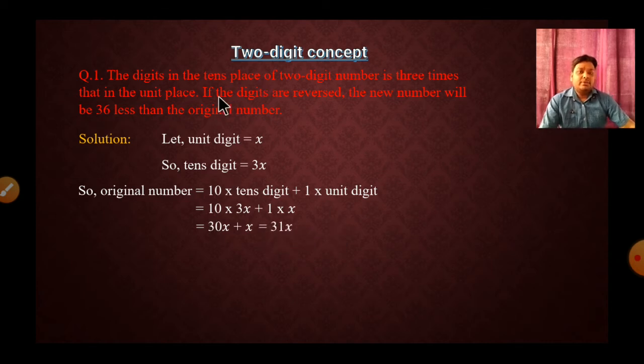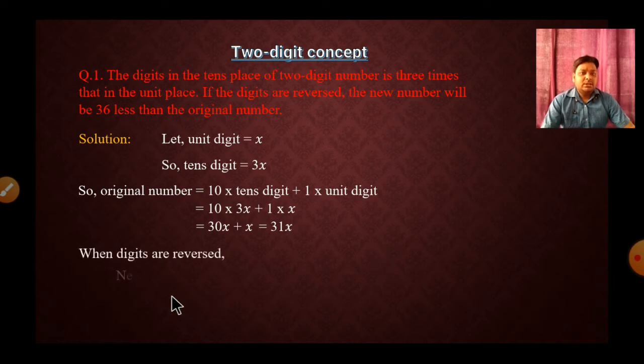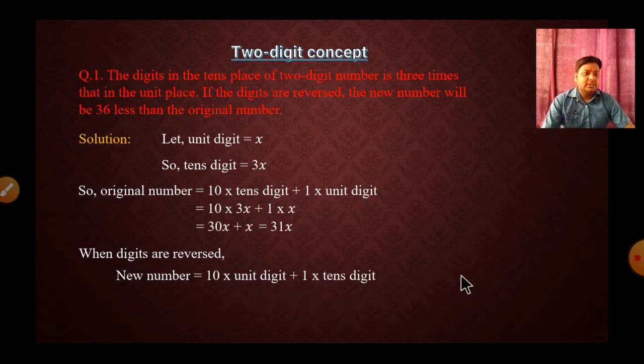But after this line, you can see that it is written if the digits are reversed. It means we will again write the new number formula. And what will the new number formula be? Tens digit and unit digit places will interchange. Okay. So when the digits are reversed, the new number we will get is 10 into unit digit plus 1 into tens digit. So we will put the value. Now 10 into x we will write and plus 1 into 3x. So 10 into x, 10x, and 1 into 3x, 3x. So 10x plus 3x will be 13x. Okay students. So here the new number we get is 13x and the original number is 31x.